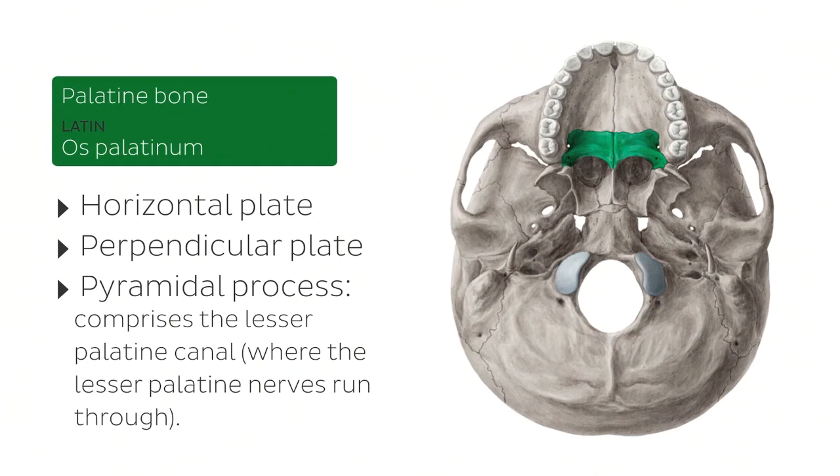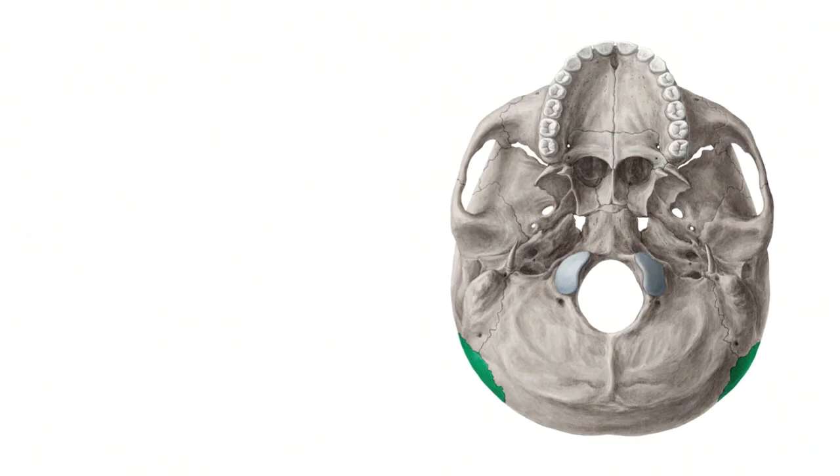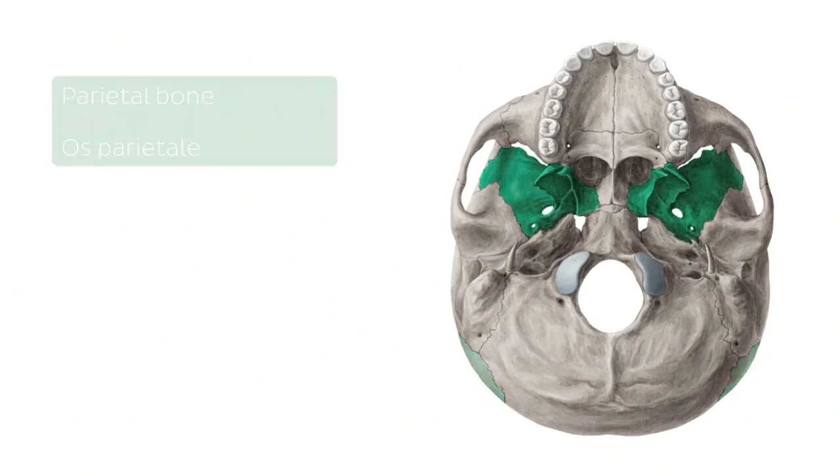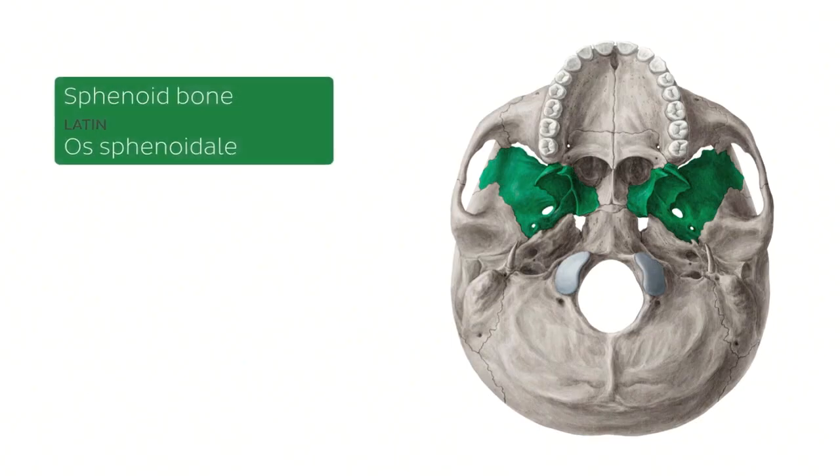The next bones, I say bones because these are two bones, are the parietal bones, one on each side of your skull, seen here highlighted in green. They're found on either side of the neurocranium, and these bones have concave internal and convex external surfaces.